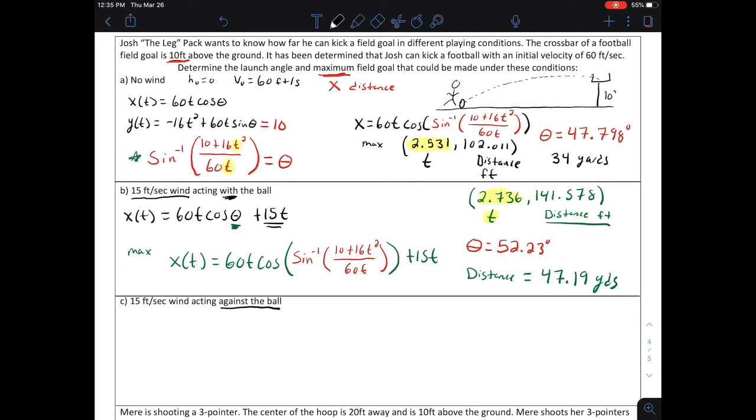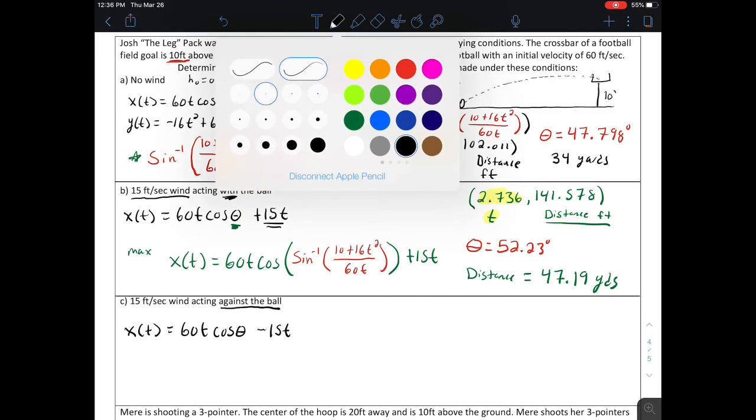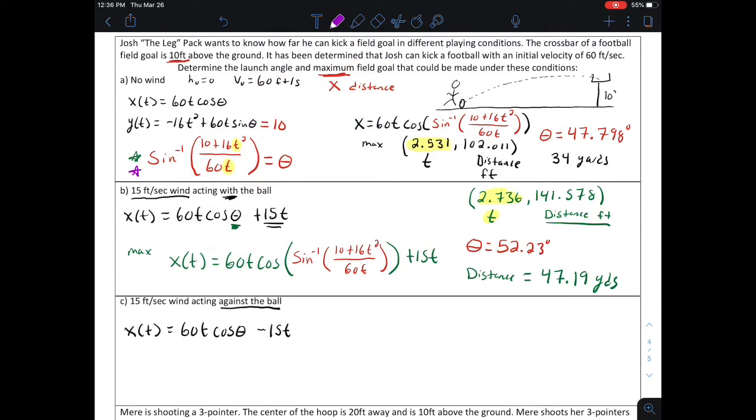So it's like the wind is blowing in his face, and so I have to readjust. The wind acts along the horizontal. So my x equation is going to become 60t times cosine of theta, and then the effect of the wind acting against the ball is going to be minus 15t. And so that is my new x equation. And I'm going to take that same inverse sine equation that I had back in part 1 and put that in where theta is, and I'm going to get a new equation to graph and find the max of.